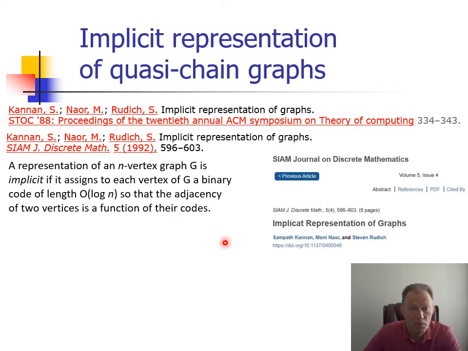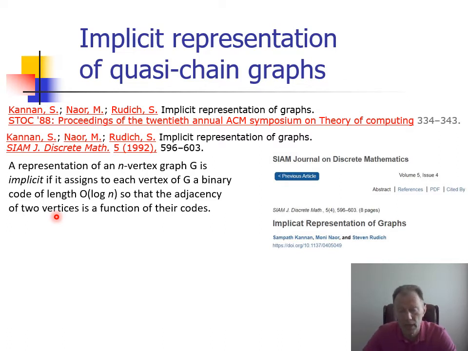Roughly, the idea of the implicit representation can be described as follows. A representation of an n-vertex graph G is implicit if it assigns to each vertex of the graph a binary code, or a label, of length big O of log n, so that the adjacency of two vertices is a function of their codes.